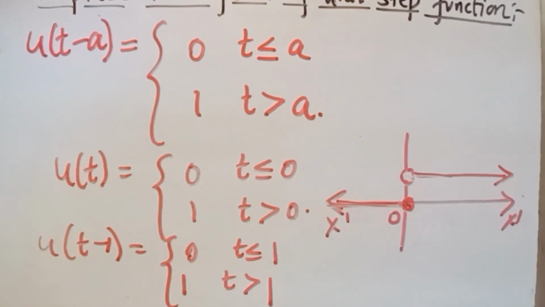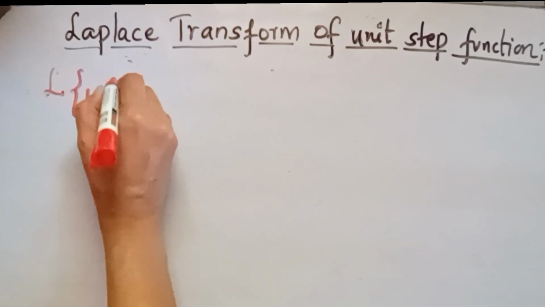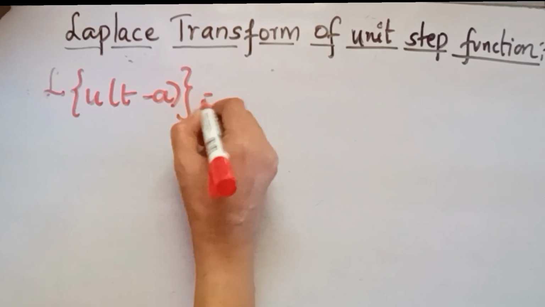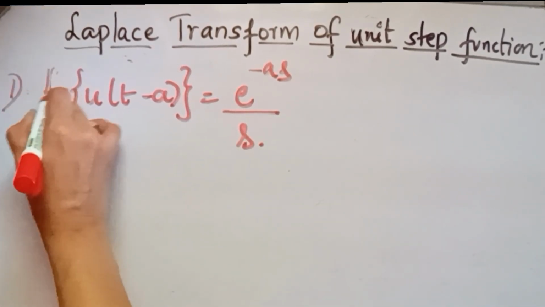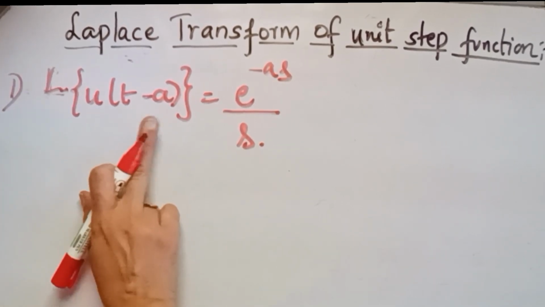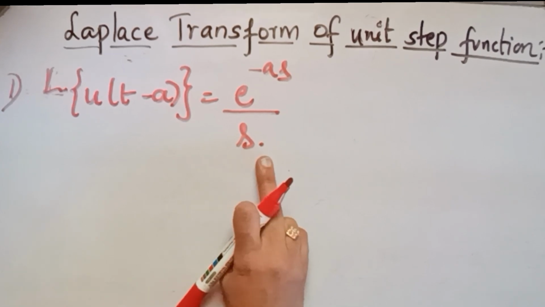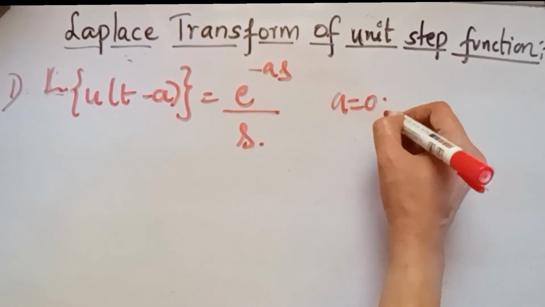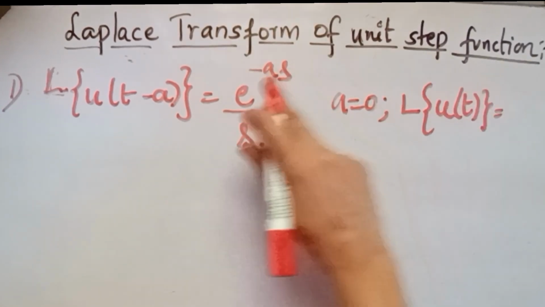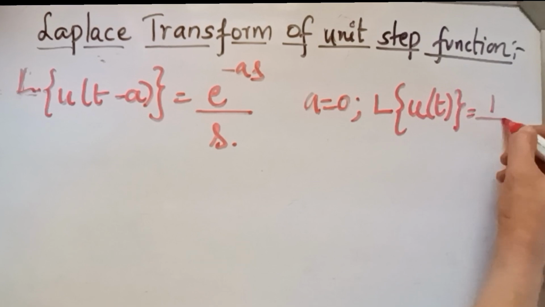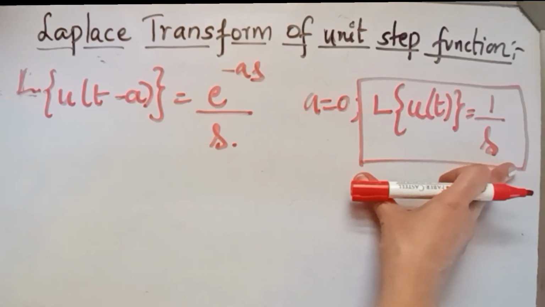Now let us find out how to get the Laplace transform of unit step. See, Laplace transform of u of t minus a unit step function equal to e power minus as divided by s. This is the formula to find out Laplace transform of u of t minus a. It is e power minus as divided by s. So in particular, if a equal to 0, what happens? Laplace transform of u of t becomes, e power 0 is 1, it gives you the Laplace transform of u of t as 1 by s.